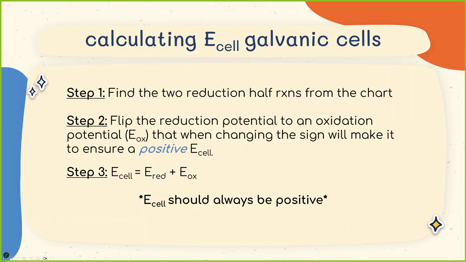Okay, so calculating E cell. And I know the problem set in the textbook tells you to just stick to the reduction potentials, but I don't like doing it that way. I figure out what's being reduced, I figure out what's being oxidized, I flip the reduction potential to change it to an oxidation potential, and then I add them together. And for galvanic cells, it should always be positive.